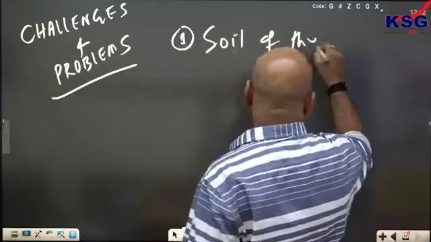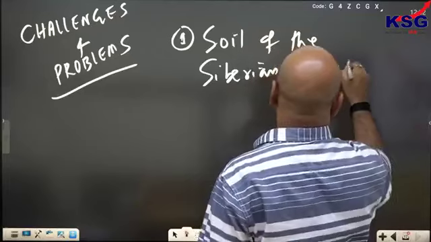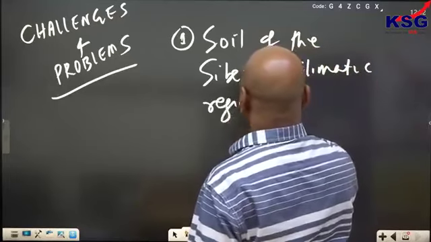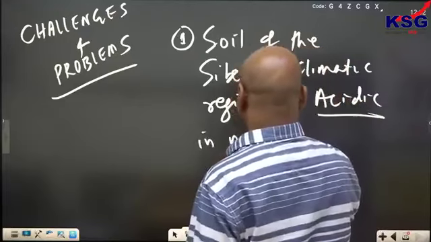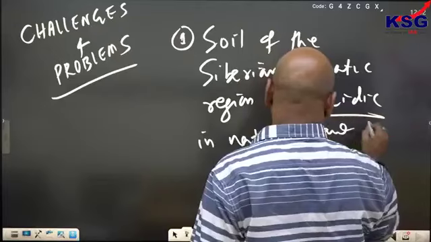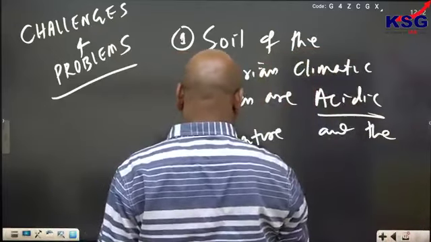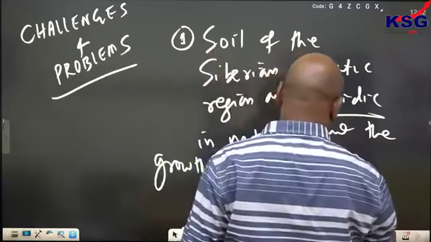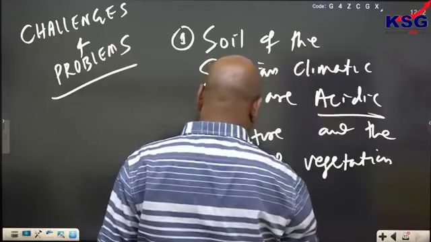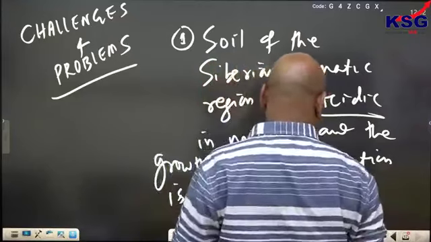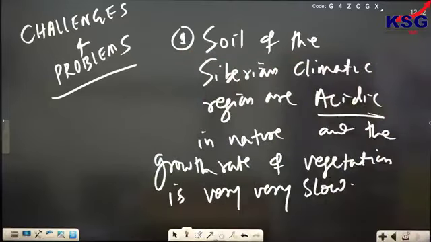Soil of the Siberian climatic region is acidic in nature, and the growth rate of vegetation is very, very slow. Soil of the Siberian climatic region is acidic in nature.